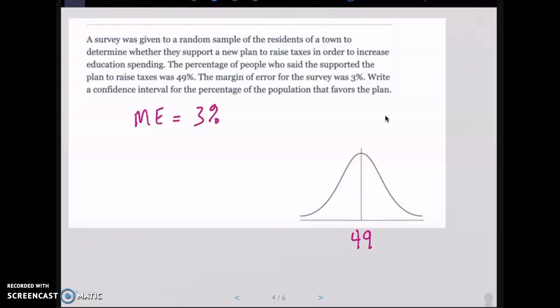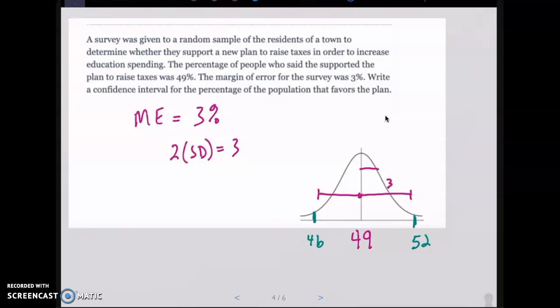So the margin of error for us is going to be 2 times the standard deviation. I don't care what the standard deviation is. They did all the hard work for me, all the mechanics for me. All I need to do is add 3 to 49 and subtract 3 from 49. So if I add 3 to 49, I'm at 52. And if I subtract 3 from 49, I'm at 46.